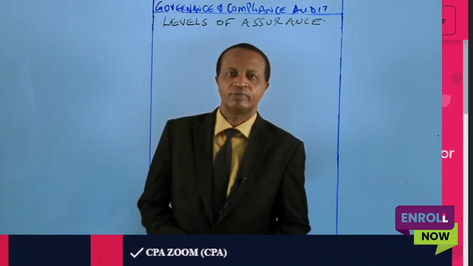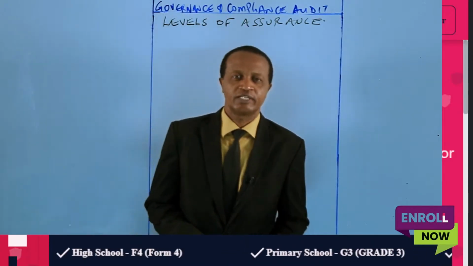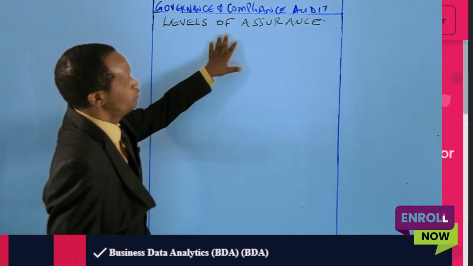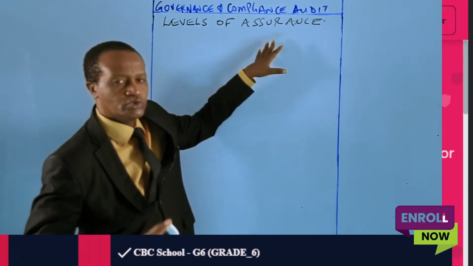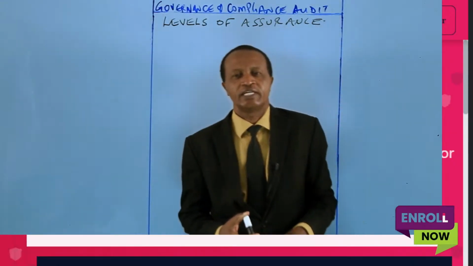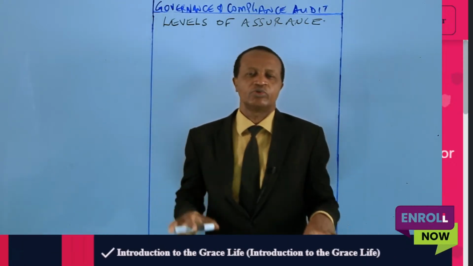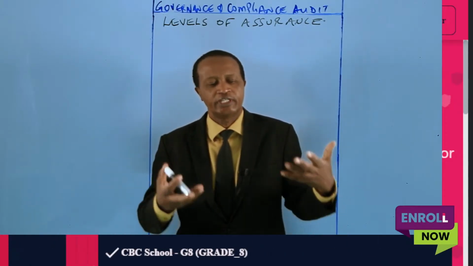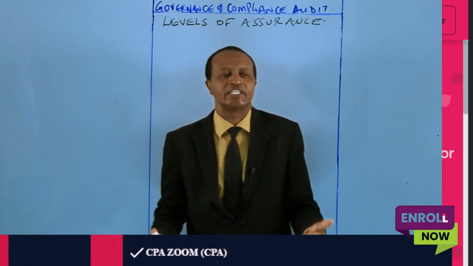I'm glad to welcome you back to the lesson. Today we continue with the subject governance and compliance audit. Our focus today is on levels of assurance, determining the level of assurance, which is a very critical step in the planning phase of the governance and compliance audit, because it directly impacts the scope, the audit procedures, the amount of evidence required, and also the nature of the final report.